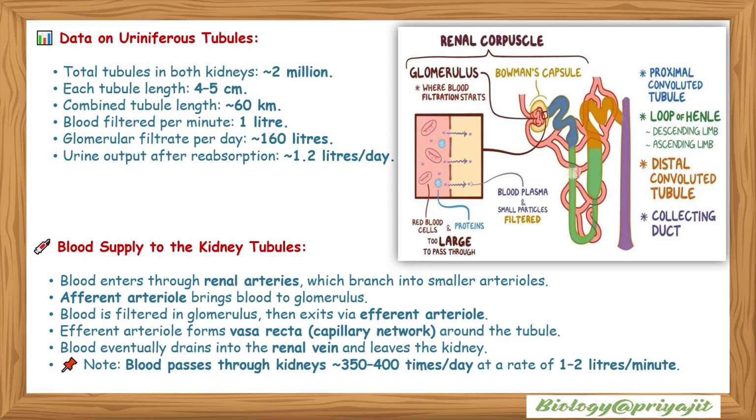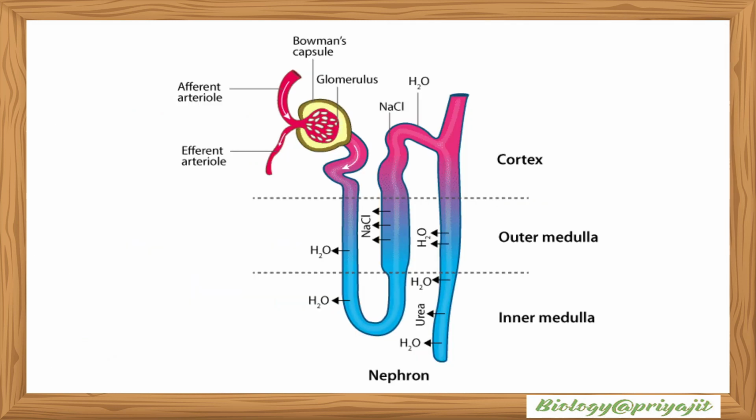We can find the blue colored area is the proximal convoluted tubule, and there is a green colored U-shaped structure, which is the loop of Henle. It has a descending limb and an ascending limb. After the ascending limb, there is a yellow colored region, which is the distal convoluted tubule, and following that there is a violet colored region, that is the collecting duct. This is the basic structure of the nephron.